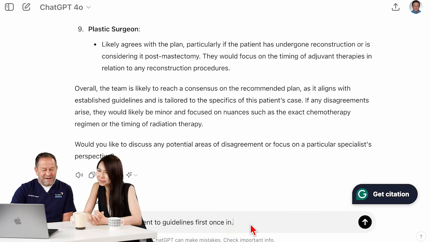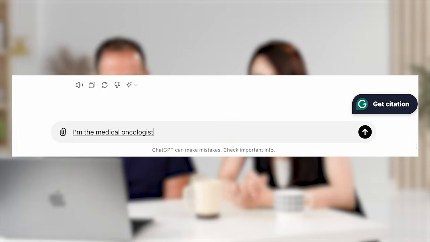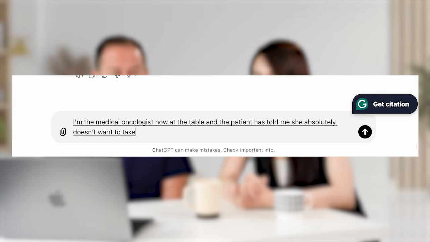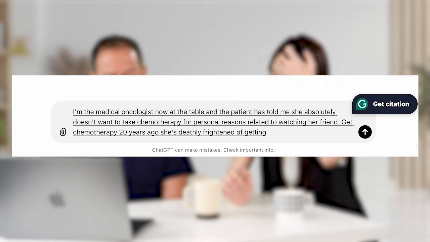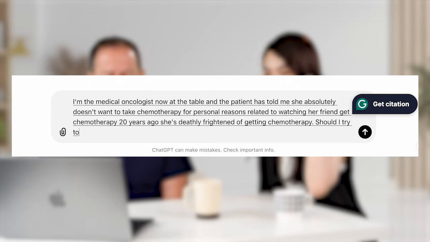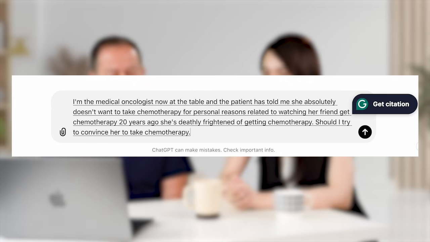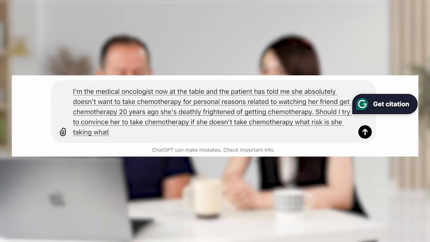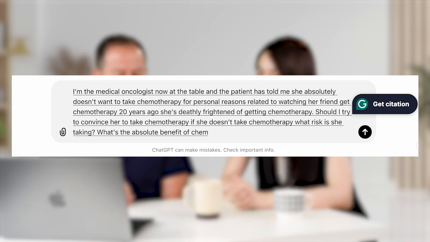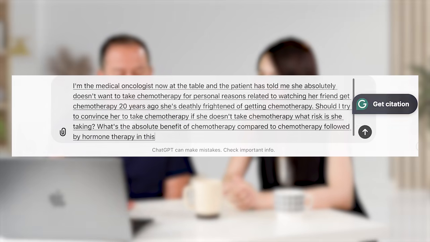Standard of care. Yeah. I'm the medical oncologist now at the table, and the patient has told me she absolutely doesn't want to take chemotherapy. For personal reasons related to watching her friend get chemotherapy 20 years ago, she's deathly frightened of getting chemotherapy. Should I try to convince her to take chemotherapy? If she doesn't take chemotherapy, what risk is she taking? What's the absolute benefit of chemotherapy compared to hormone therapy alone in this case?